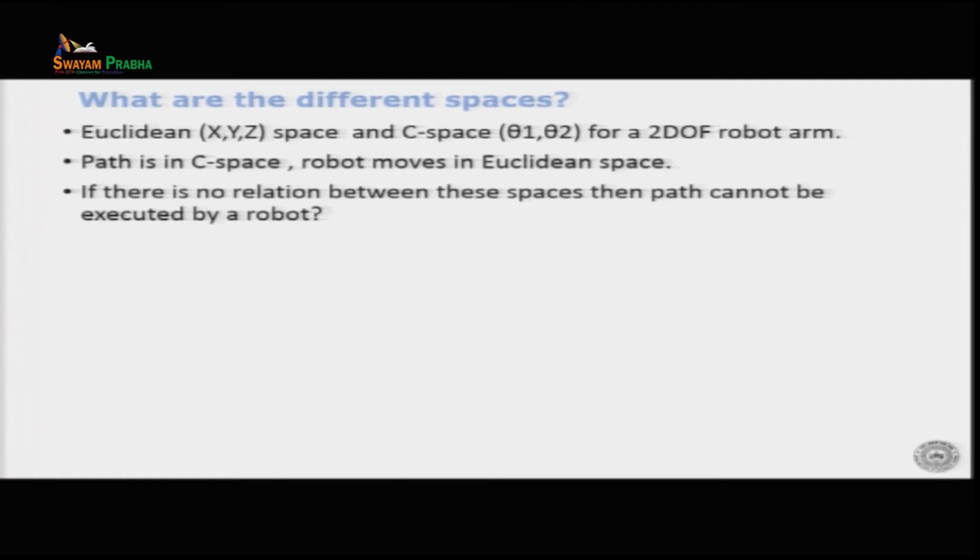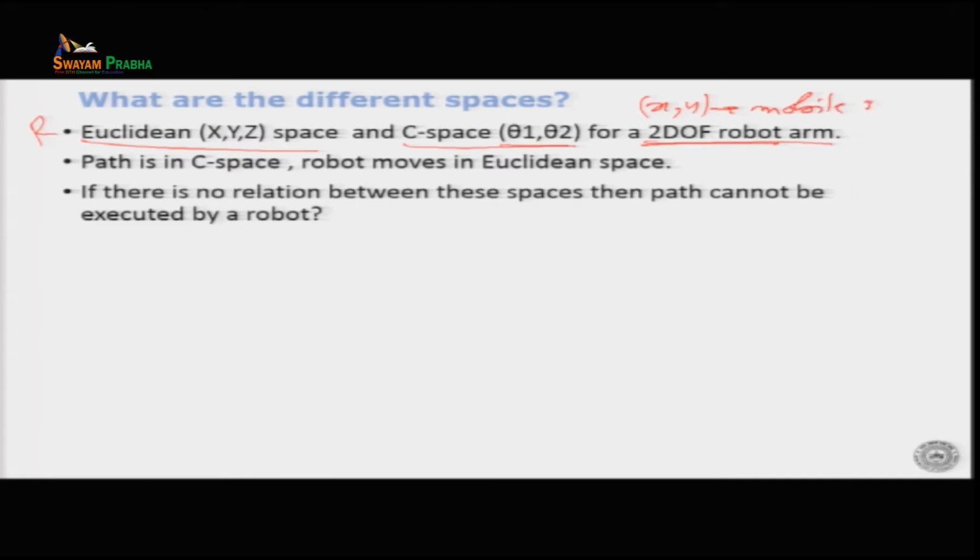Now what are the different spaces? We have Euclidean space XYZ, which is represented by R. So I will be representing this by R. Then we have C space, which is θ1, θ2 for a 2 degree of freedom arm robot, and it is XY for a 2 degree of freedom mobile robot.